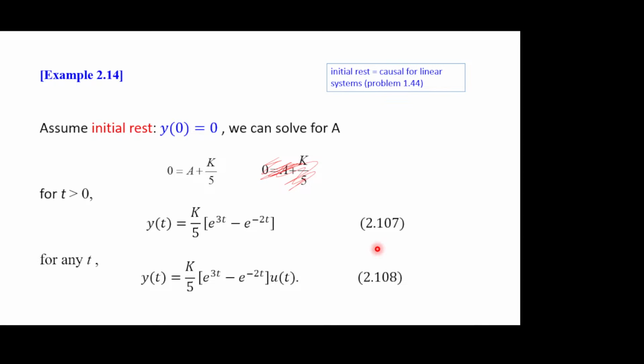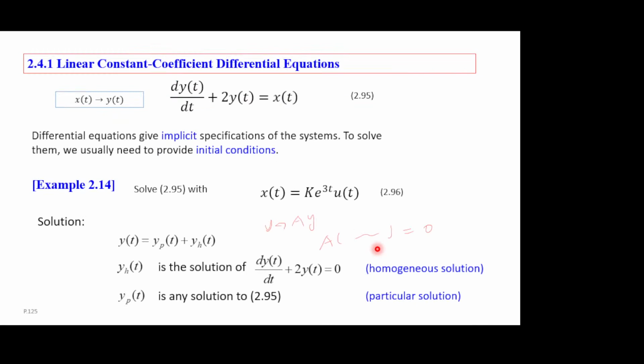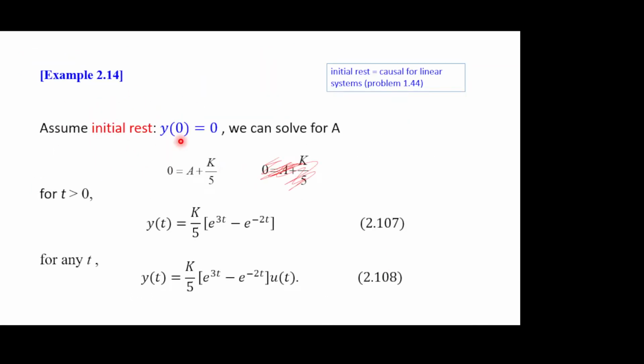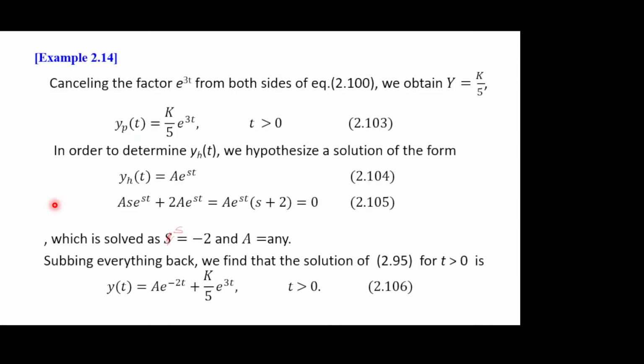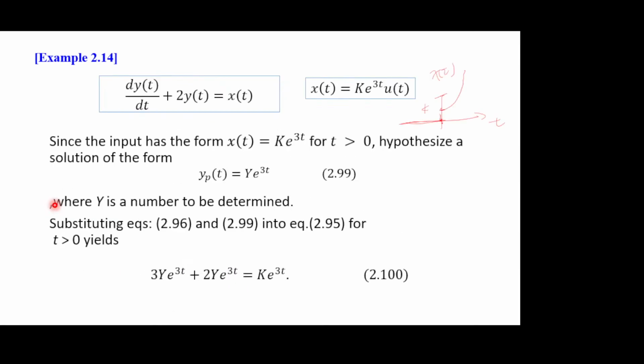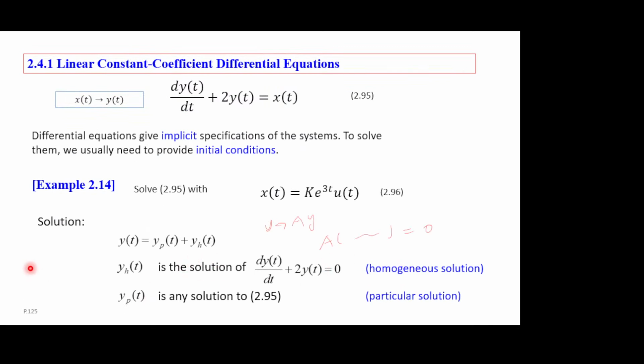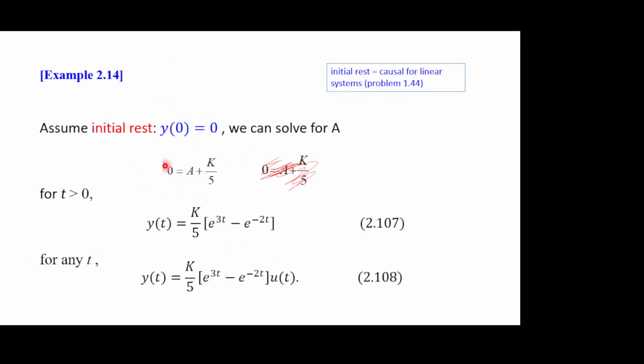Any questions? This is an example of solving our differential equation with the assumption of initial rest. In this chapter we don't talk about how to solve differential equations too much, because in a later part we will give a better way to solve them with the Fourier transform and such. But here we are giving an idea of what the differential equation is, that it has a particular solution and a homogeneous solution, and you need the initial condition like this initial rest. Having initial rest, you can solve for the full solution.